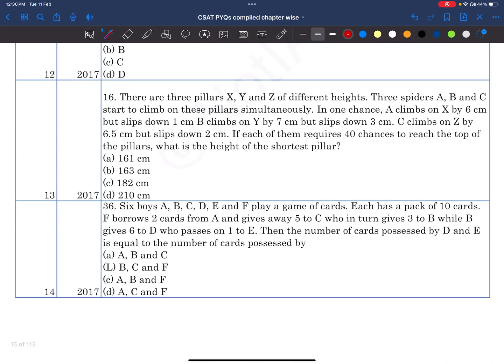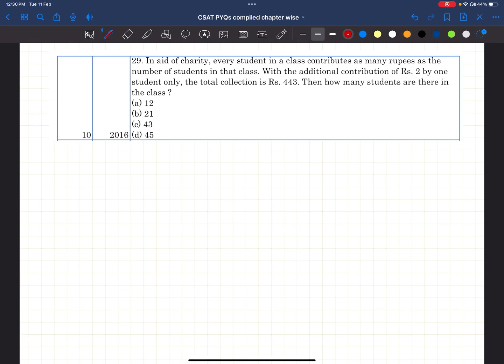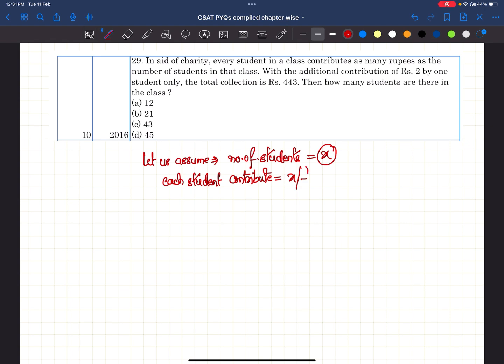Now let's go to the next question. In the aid of charity, every student in a class contributes as many rupees as the number of students in that class. With the additional contribution of 2 rupees by one student only, the total collection is 443 rupees. Then how many students are there in the class? Now, let us assume that the number of students is equal to x, right? Now he is saying that each student contributes the same amount as the total number of students. That means x rupees. Here there are x people, so they give x rupees as contribution.